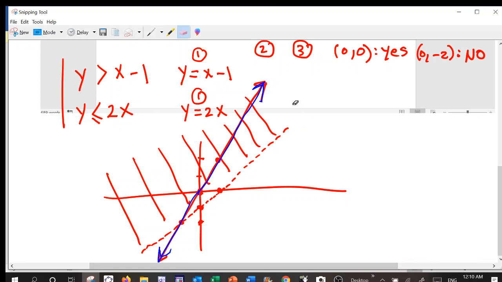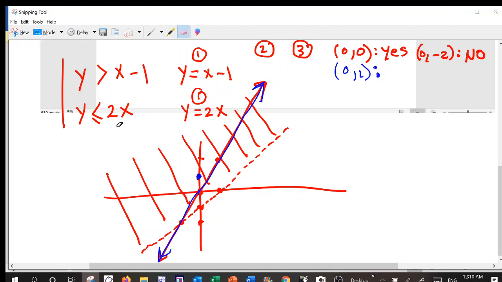Okay, now this line, the blue one, also divides this into two parts. So we cannot use 0, 0 anymore, so we have to pick a point on this side for the blue one. So let me pick this one, which is 0, 1, right? So I'm going to test 0, 1. Is it yes or no?